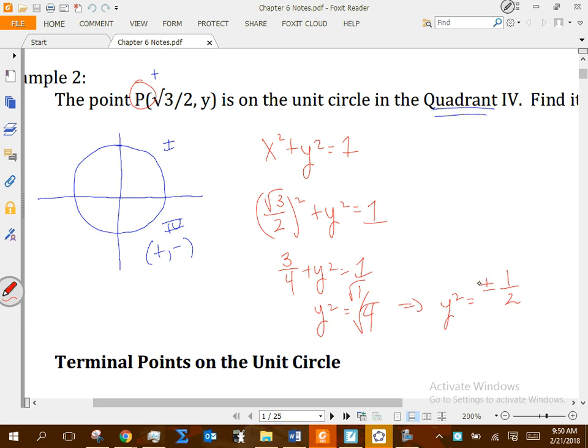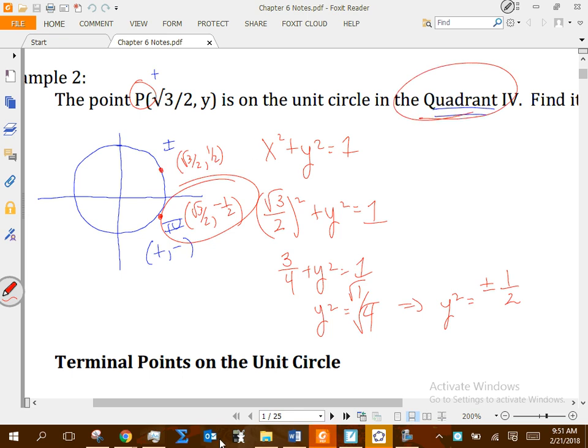The reason we get plus or minus is because we do have the ability to have a point up here, maybe radical 3 over 2 comma 1/2, but then its reflection down here, radical 3 over 2 comma negative 1/2. So that's the idea of where the two values, positive and negative, come from. But which one were we looking for? The negative one, because of the quadrant they told us we needed to be in.